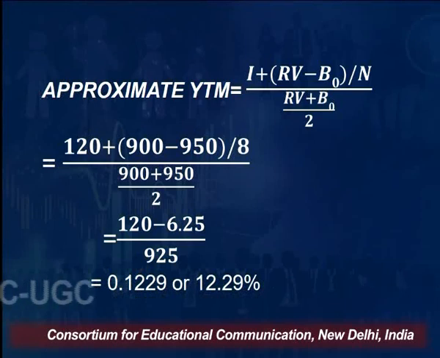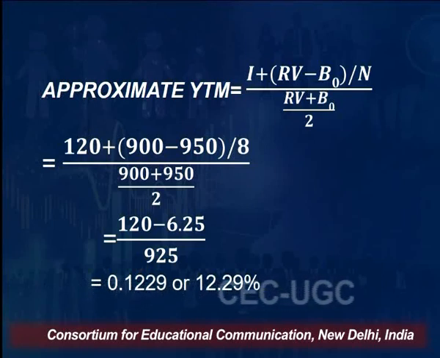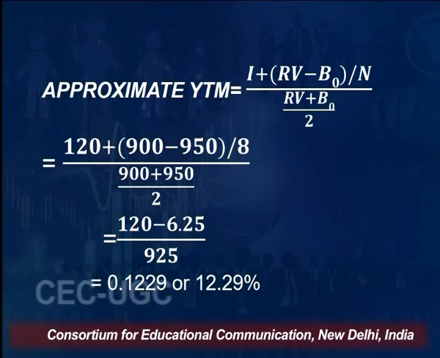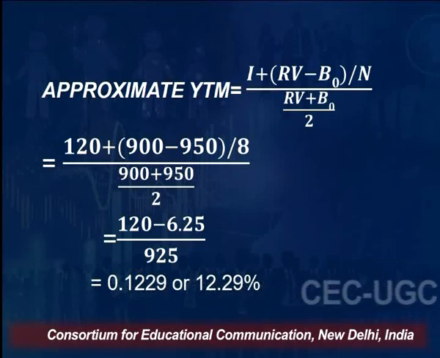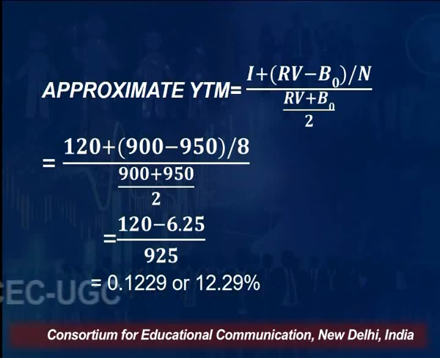So this comes to be 120 minus 6.25, divided by 925. That is the average of 900 and 950, right? So this comes to be 0.1229 or 12.29%. So this, friends, means the approximate YTM.